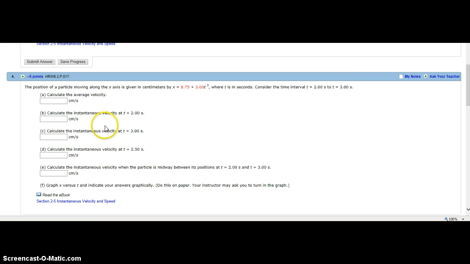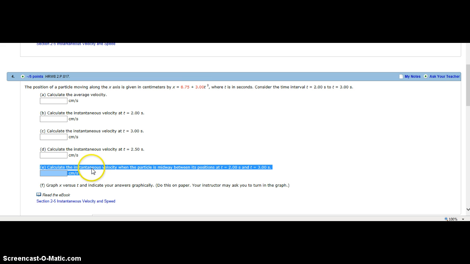Then again, the derivative will be helpful for B, C, D. E is one of the more confusing parts on this WebAssign because it's asking for the instantaneous velocity when the particle is midway between its positions at t equals 2 and t equals 3. Often students think it should be the same answer they got for D, thinking the mid time is what's important, but it's not interested in the midway time, it's interested in the midway position.